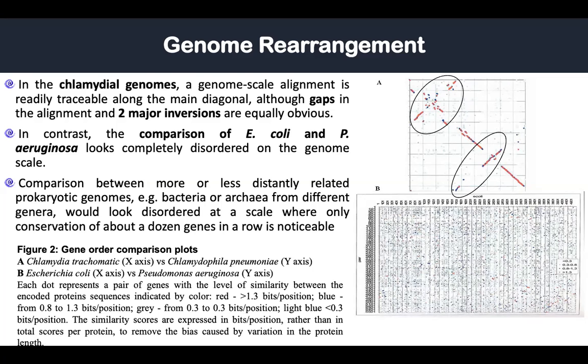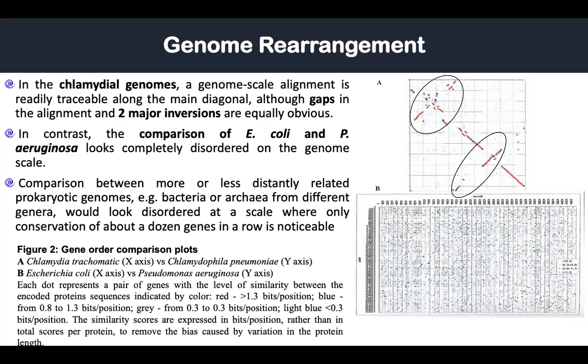In contrast, when you're comparing genomes from completely different families or different genera, you can see a very confusing or complex looking dot plot. Here in the second dot plot, it shows a comparison of the E. coli and Pseudomonas aeruginosa genomes. They are from two different genera, but they're both gamma proteobacteria. You can see the dots are all over. You don't really see a nice line or a particular pattern or trend. It's just scattered everywhere.